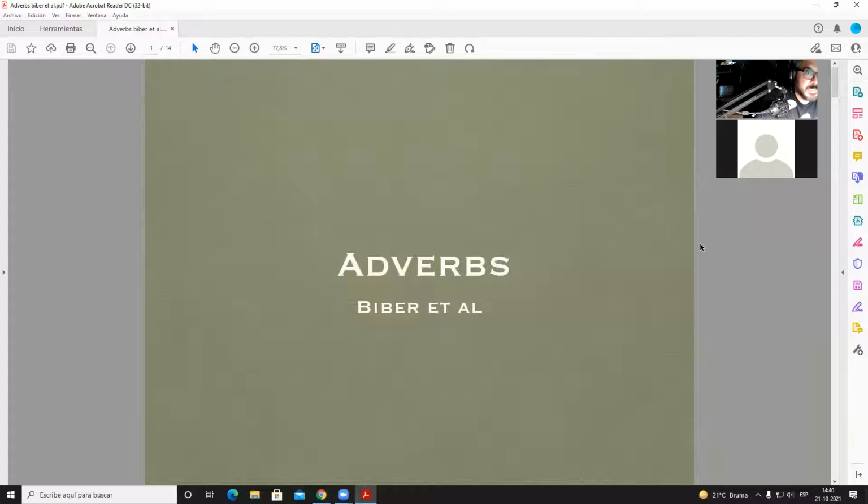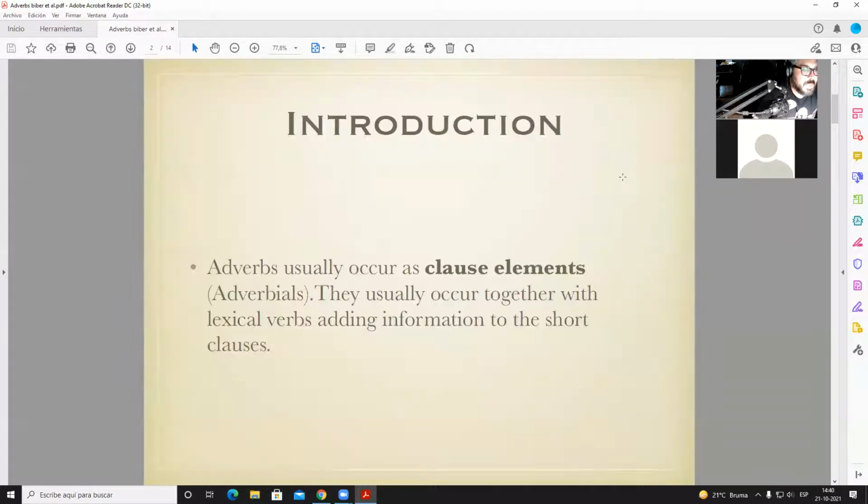Adverbs. Introduction. Adverbs usually occur as clause elements, adverbials. When we're saying that, we're dealing with valency patterns all over again. Adverbials usually occur together with lexical verbs, adding information to the short clauses.